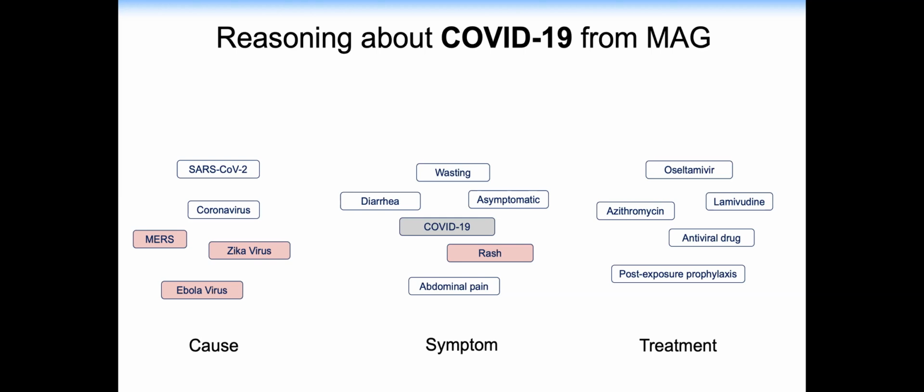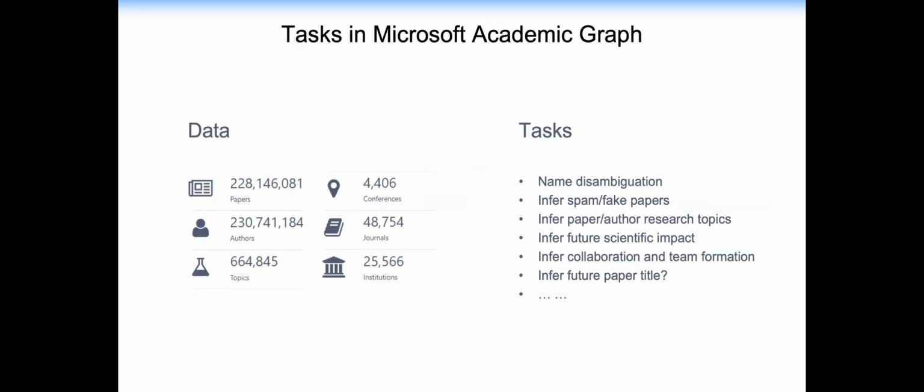And similarly for symptoms, it shows the symptoms inferred from the academic knowledge graph, like asymptomatic, but the wrong case is the rash one. And for the treatments, those are currently being tested or can potentially be the cure for COVID-19 that we discover from academic publications. So those are all the tasks that we are interested in or have to address in the academic knowledge graph.